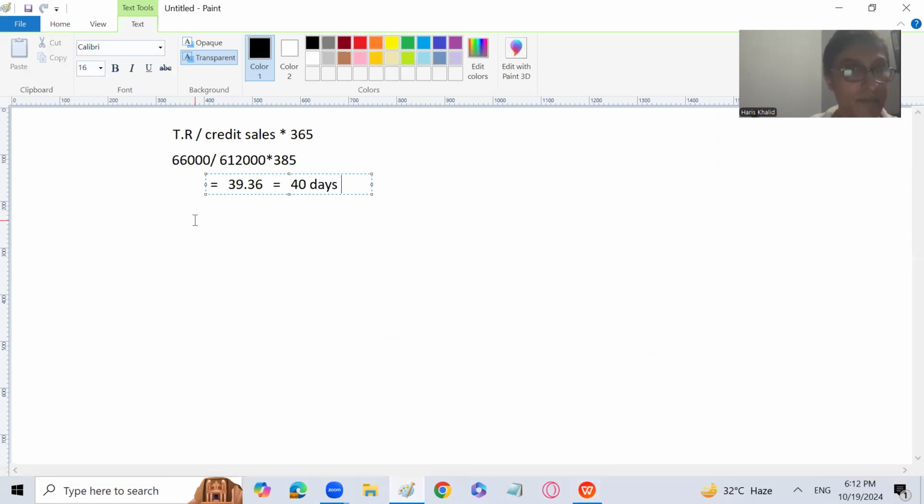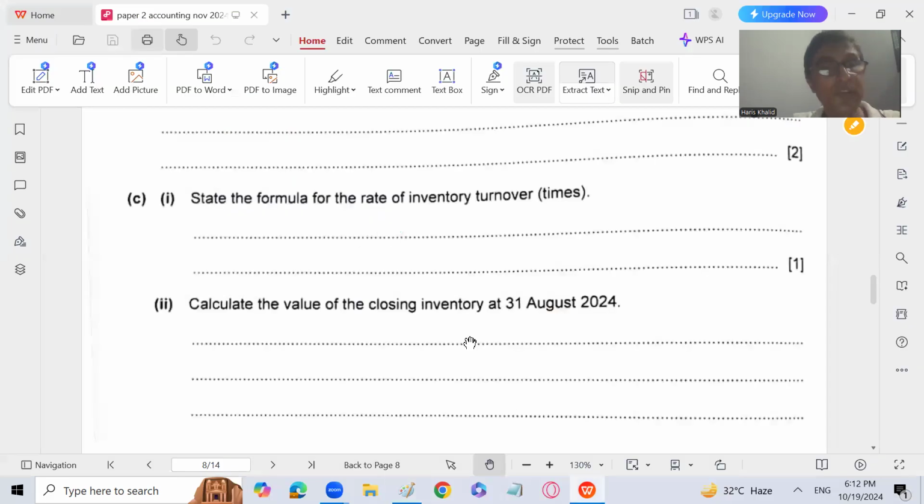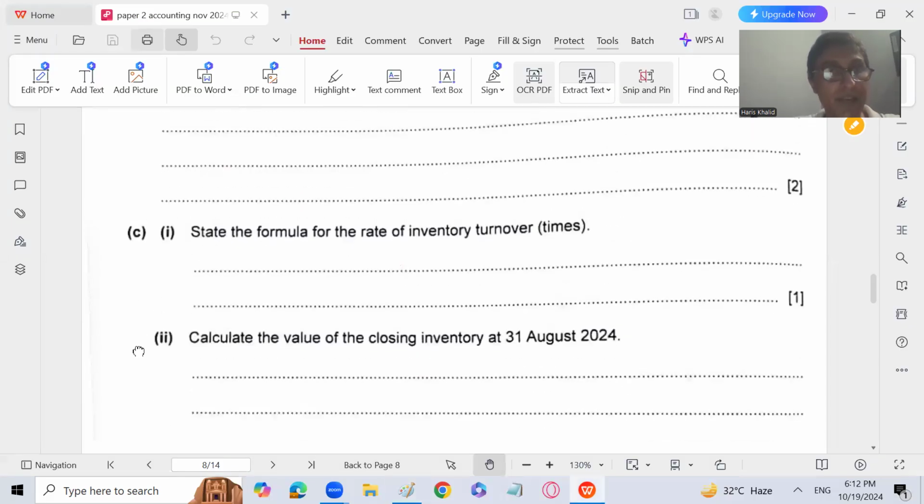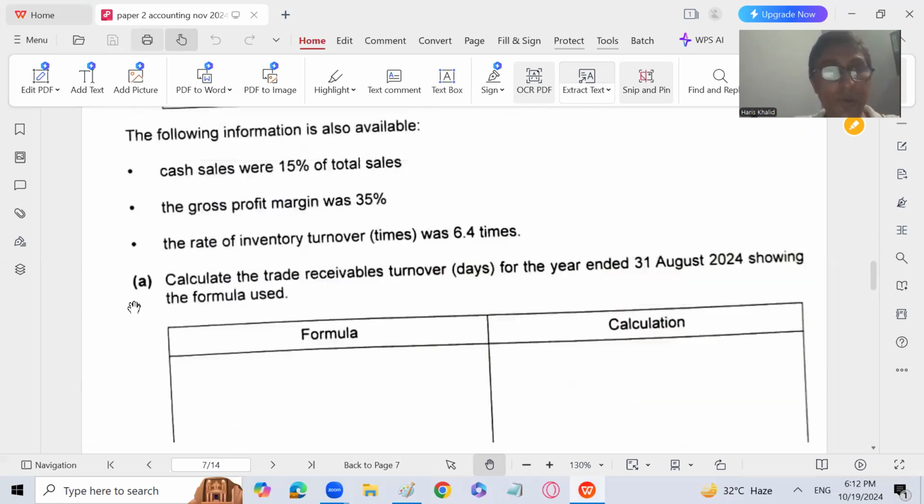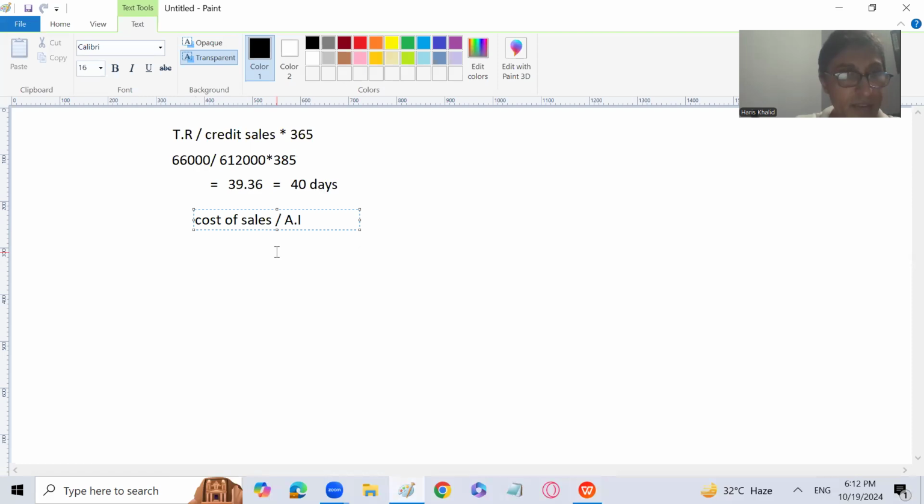So let's see. The formula for inventory turnover is equal to cost of sales divided by average inventory. I'm using the abbreviation actually. If you just look at the question, the inventory turnover ratio is already given, that is 6.4 times. So I can write that the inventory turnover is 6.4 times. Okay. So average inventory is equal to opening inventory plus closing inventory divided by 2.